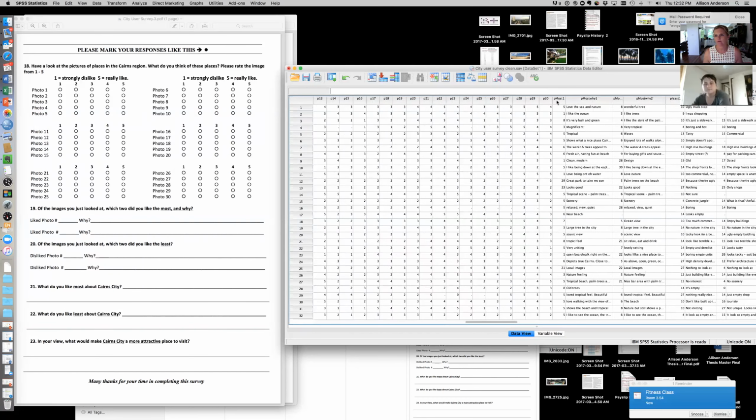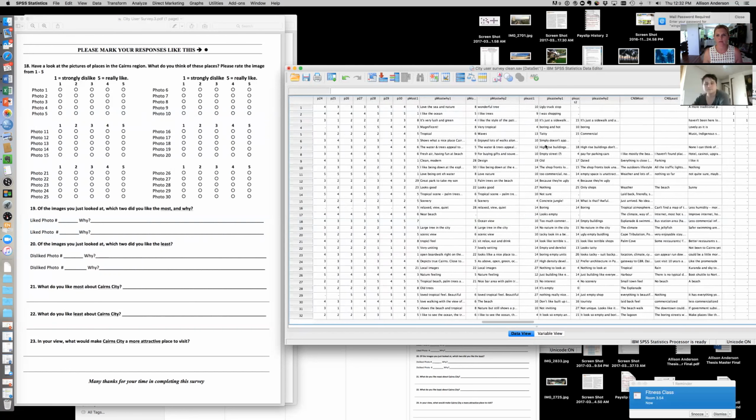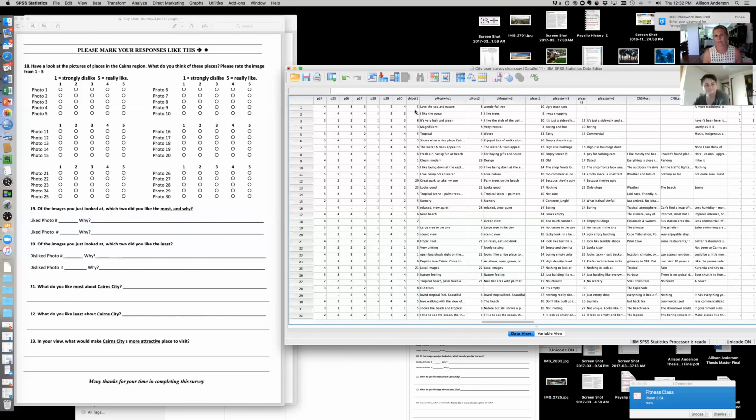And then you have qualitative data, and there was a little bit of that in mine. Of the images, you just looked at which two you liked the most and why. So, the picture you liked most 1, and the picture you liked most 2. That's two there. Picture number 5 was the one I liked the most, which is a nominal.